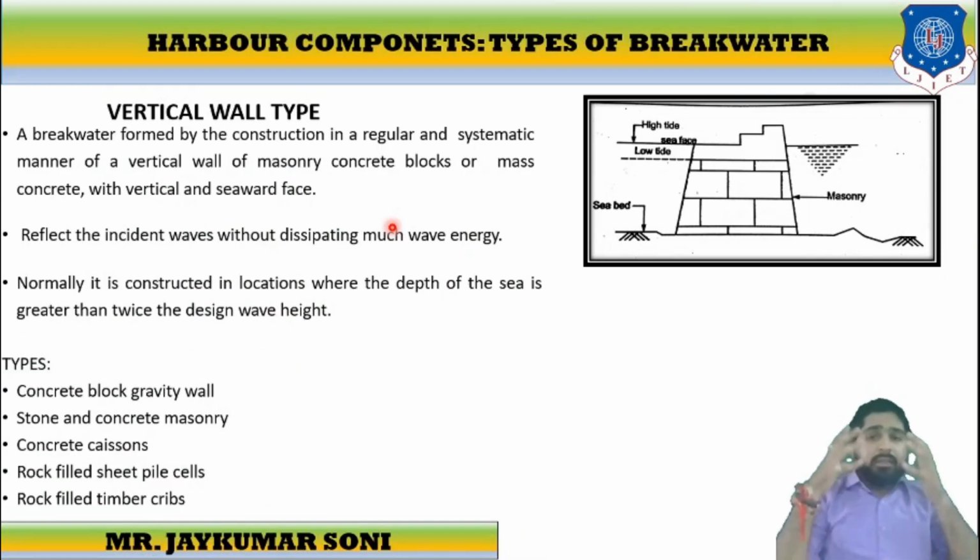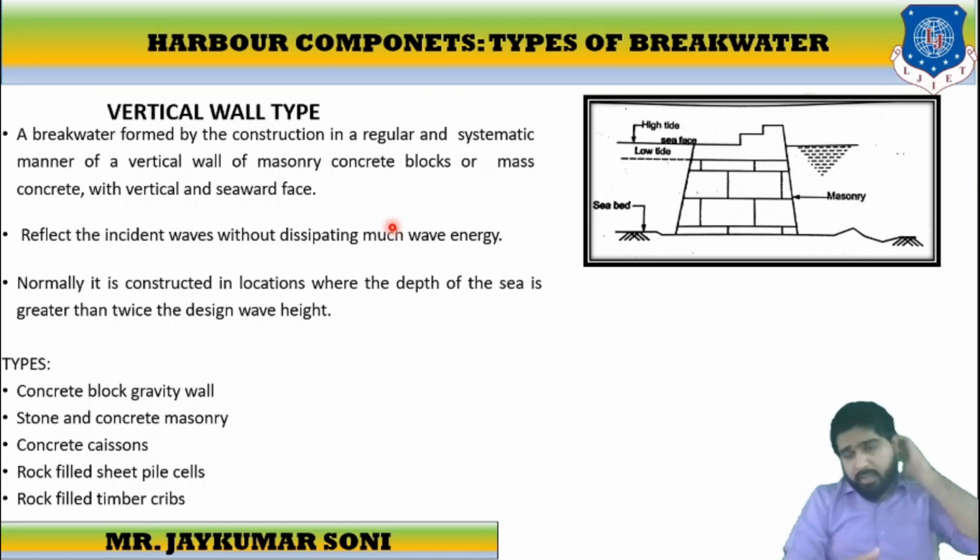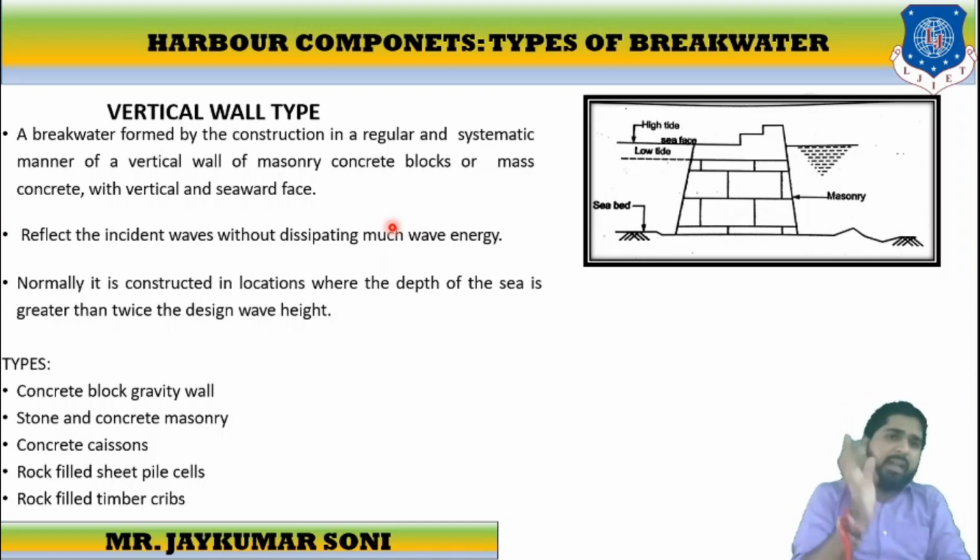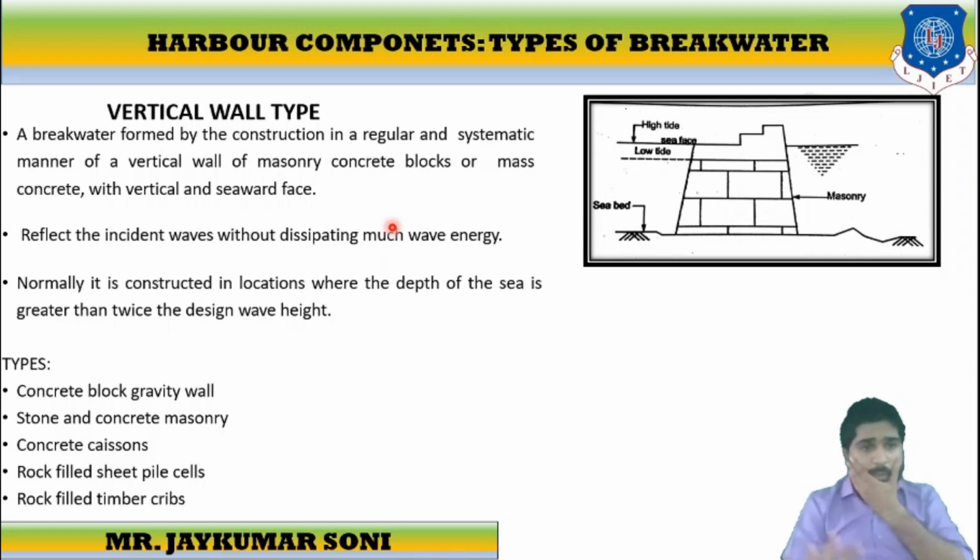Now, the breakwater which is formed by the construction, in a regular and systematic manner, of a vertical wall, which may be of masonry or concrete blocks or any mass concreting elements, having a vertical seaward face, that kind of breakwater is called a vertical wall type of breakwater.